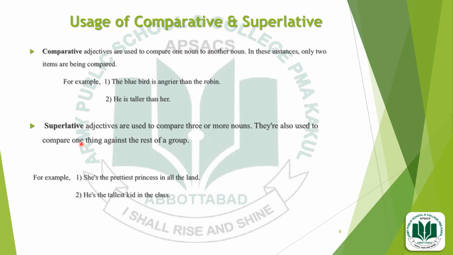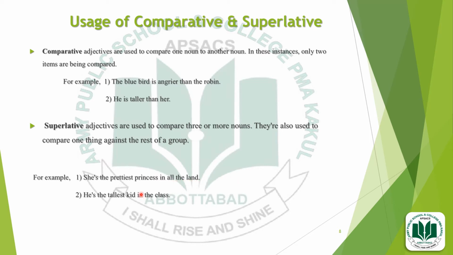Now what about superlatives? Superlative adjectives are used to compare three or more nouns. They are also used to compare one thing against the rest of a group. So it means that when we use comparatives, we will compare only two things, but when we compare more than two things, then we will use superlatives. She is the prettiest princess in all the land.